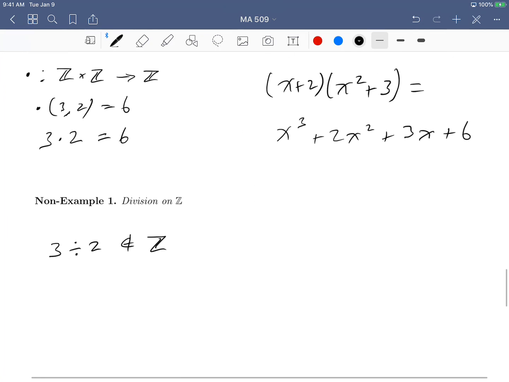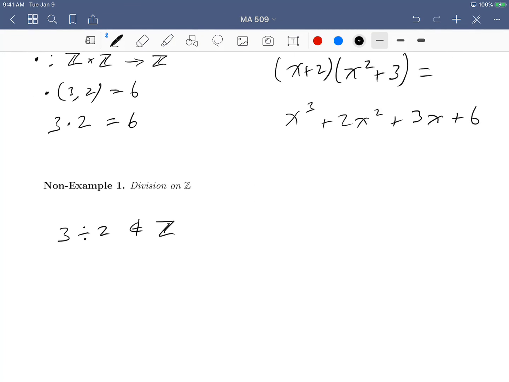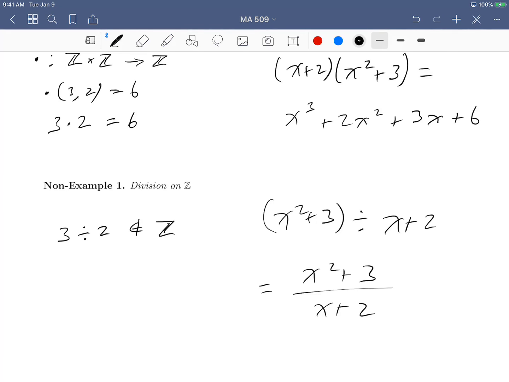But again, division is a problem. If I wanted to do x squared plus 3 divided by x plus 2, or if we write it as a fraction like this, it is not a polynomial anymore because of that x in the denominator. Like in the integers, sometimes this might work out. If x squared plus 3 factored and had an x plus 2 term, we might be able to cancel those x plus 2's and end up with a polynomial, but most of the time this isn't going to work the way we want it to.